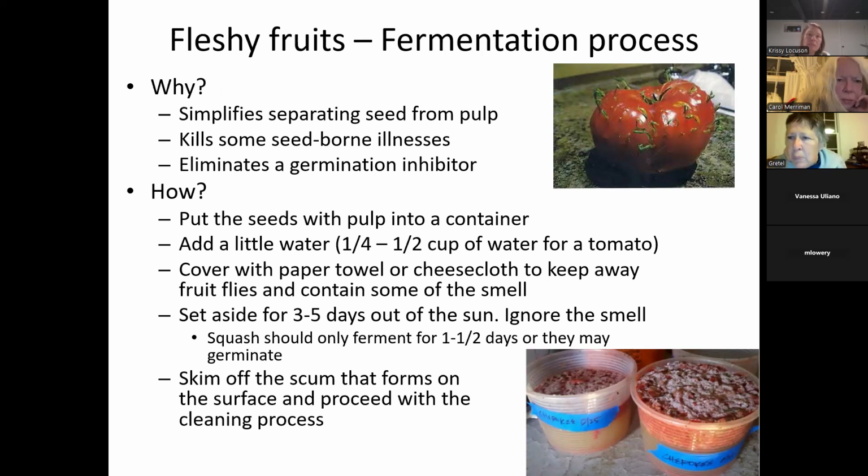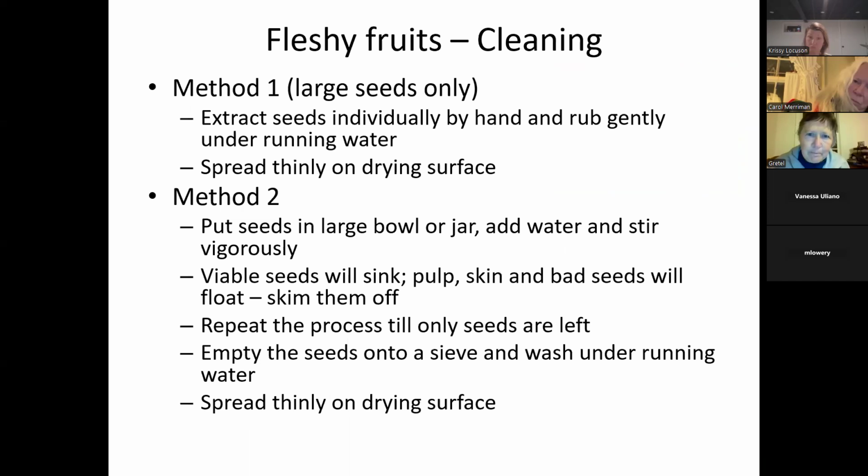You put that pulp with the seeds in it into a container with a little bit of water. You cover it with a paper towel or cheesecloth to keep down the fruit flies and the smell. And you set it aside for 3 to 5 days, kind of like a sourdough starter. The yeast is going to get in there and it'll form chemical reactions that break apart the thing that inhibits germination. Skim off the scum and then keep cleaning the seeds.